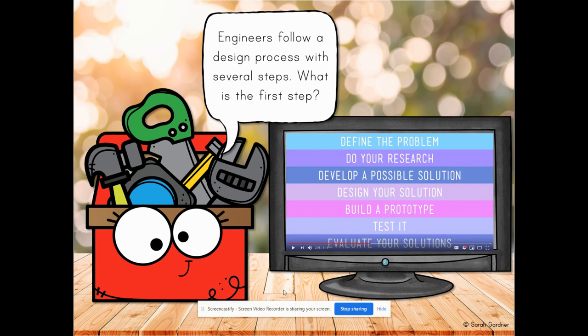So no Ellis today. Just review your blueprints for me, make sure they're ready to go when we can build our houses, and take your quiz over design engineering.